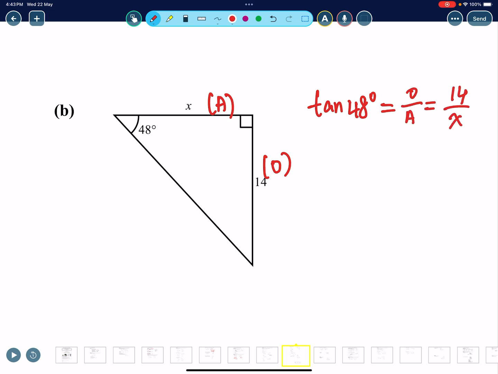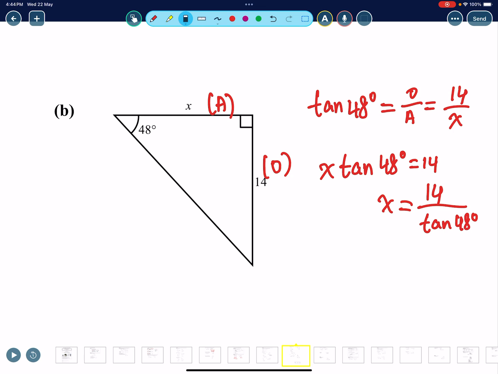14 over X. Now the thing here is X is at the bottom. If you multiply X to the left, it's going to be X tangent 48 degrees equals 14. Then you can move tangent 48 to the right side, so it's 14 divided by tangent 48 degrees. All right, so this is how we do it. 14 divided by tangent 48 is 12.6. So X equals 12.6, 3SF.